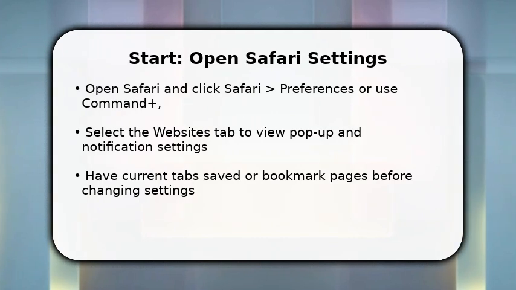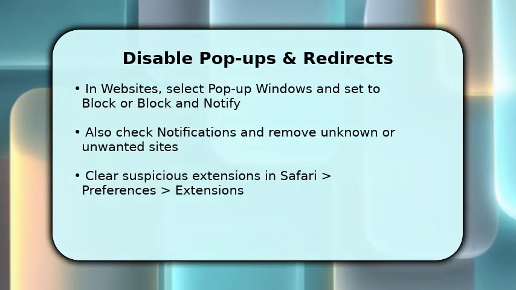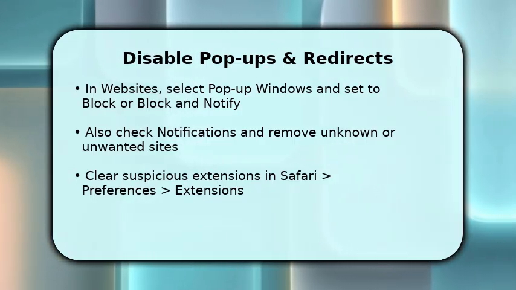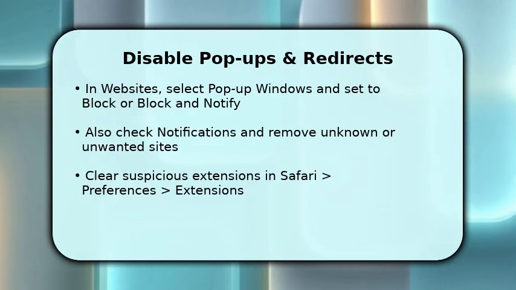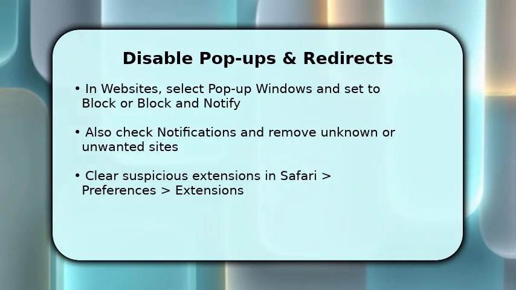Now you'll change the active controls to block the offending tabs. In Websites pop-up windows, choose Block or Block and Notify for listed and unknown sites. That stops new tabs from opening. Then check Notifications and revoke permissions for sites you don't recognize.